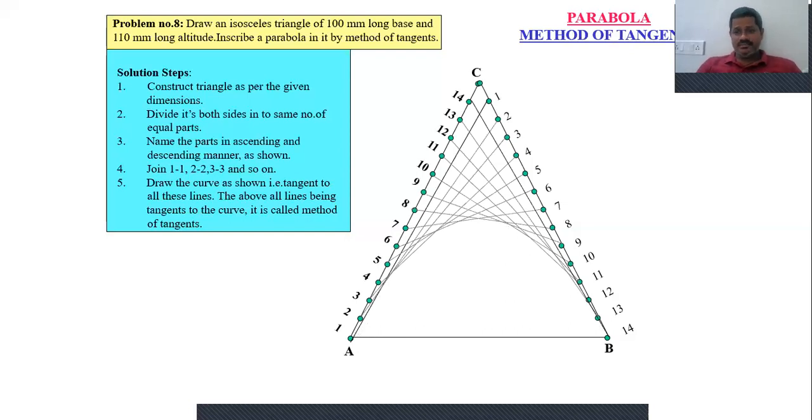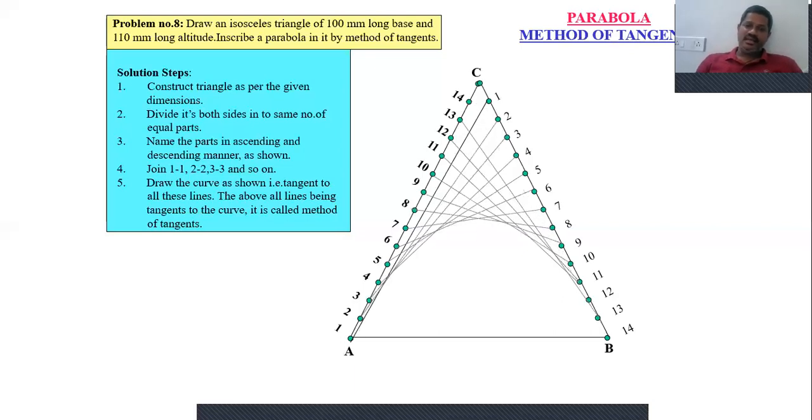Parabola in tangent method. We are calling this a tangent method because we are not obtaining any points to draw the curve. Here we are drawing the parabola, or a curve, as a tangent to all the lines that we have here. So draw a smooth curve by joining all these 1, 1, 2, 2, 3, 3, 4, 4 up to 14, 14. We will get a smooth curve like this, and this curve is also a parabola.